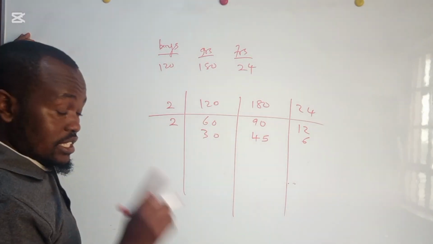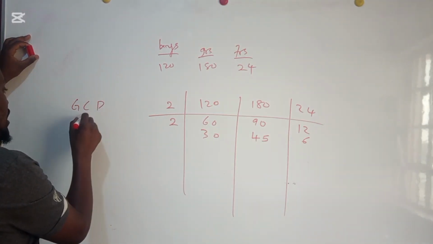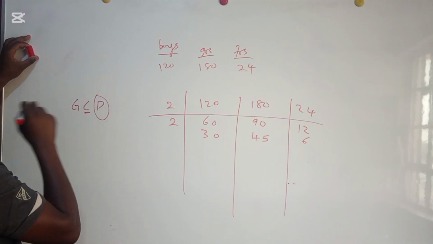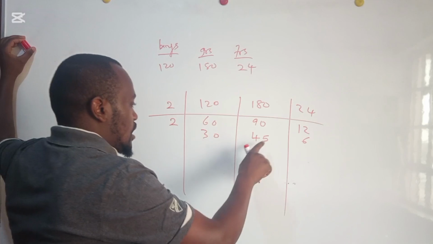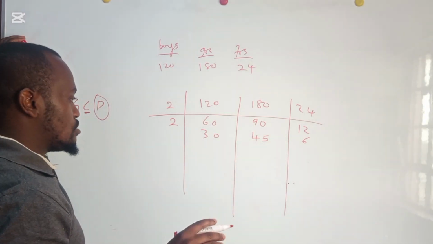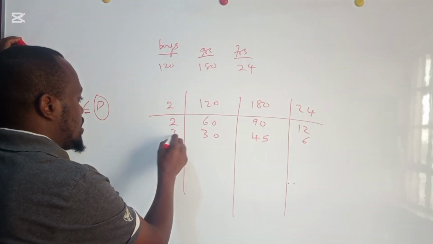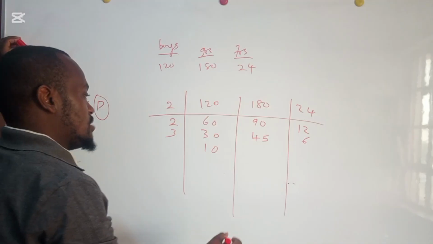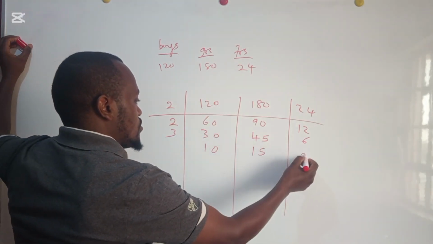This is for the GCD, greatest common divisor. It must be common, and this one is important, divisor. So it's a number that can divide. If there's a number here that you cannot divide by 2, we stop using 2. We go to the next one, which is 3. 60 divided by 3, 20. 45 divided by 3, 15. 6 divided by 3, 2.